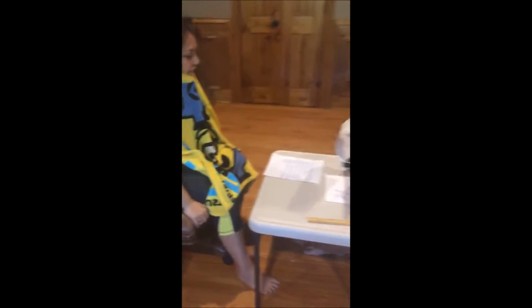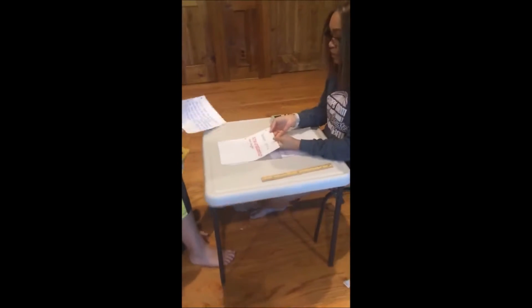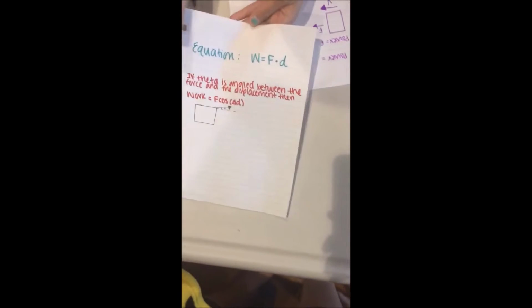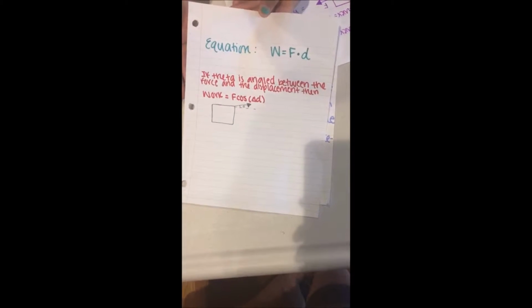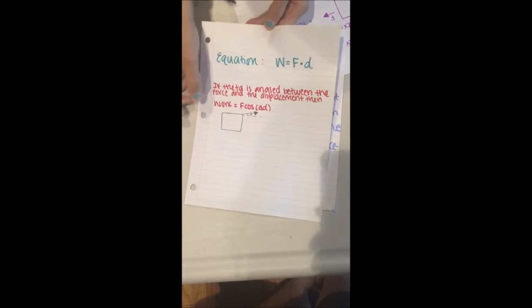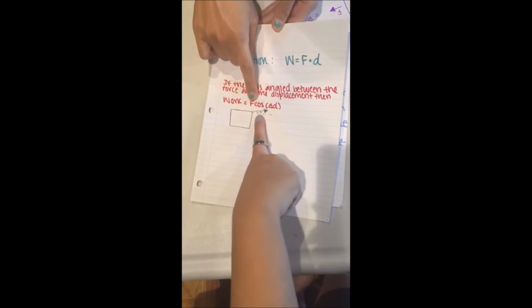Okay, so we're going to need to use the equation for work. The equation for work would be work equals force times distance. Okay? So if theta is the angle between the force and the displacement, then the new equation will be work equals F cosine theta times displacement.